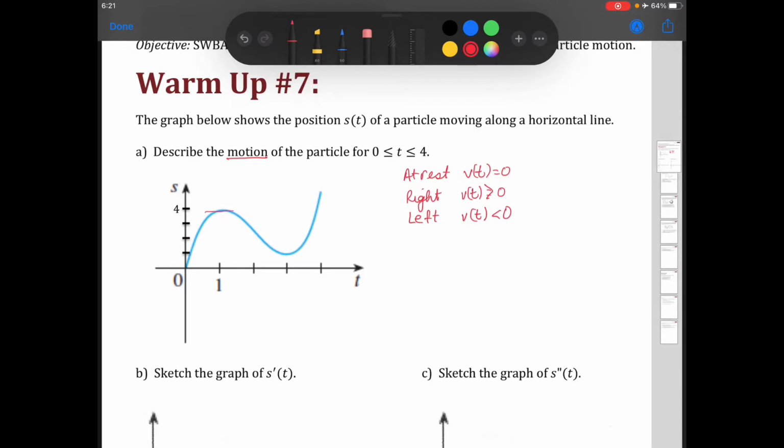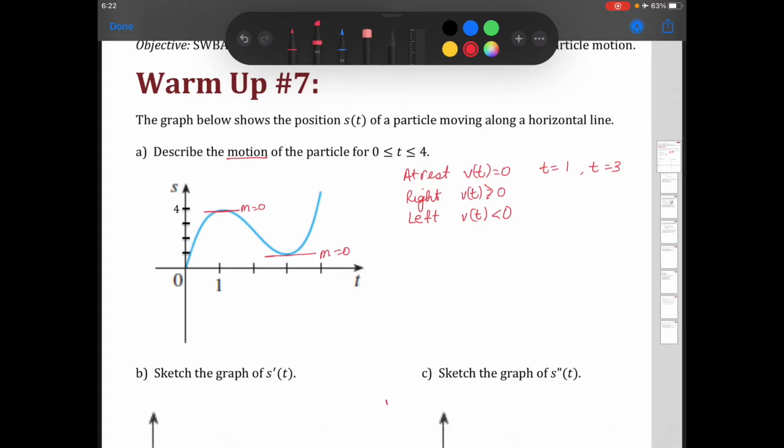So if I look at my graph, where is it at rest? Right, when my slope is 0. Where is my slope 0? My m is equal to 0 here and here. So what are those 2 points? Those are at t equals 1 and 3. So at t equals 1 and t equals 3, the particle is at rest.